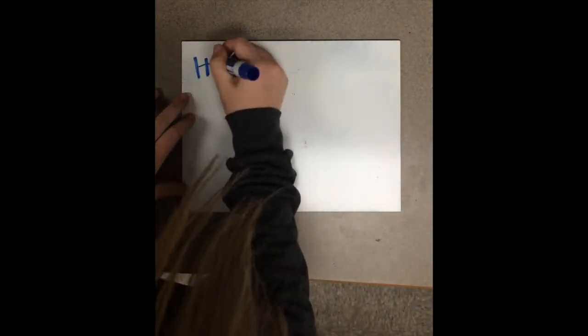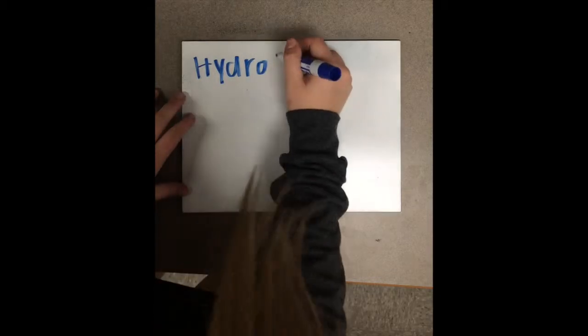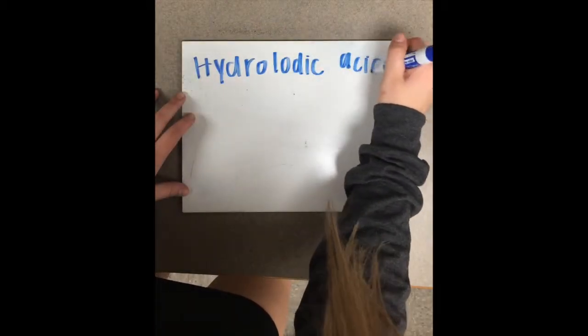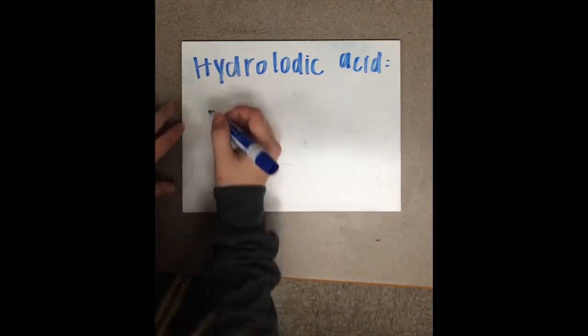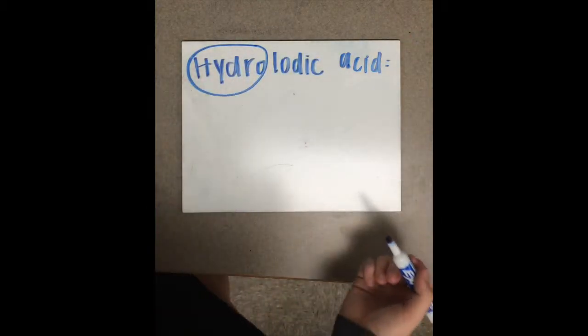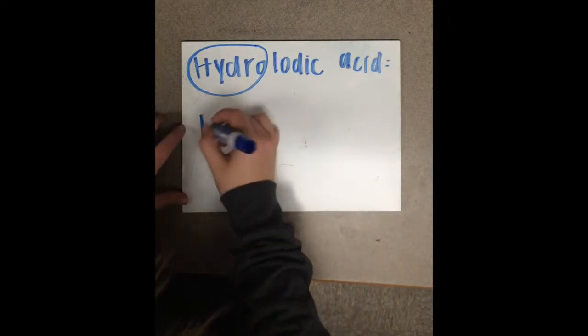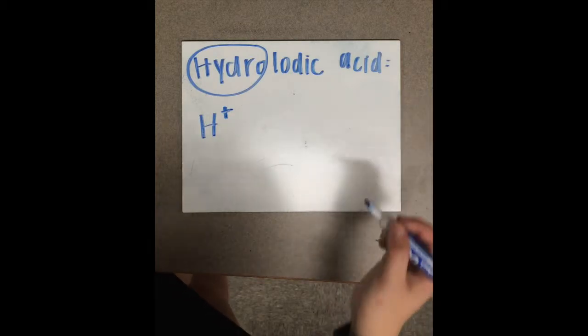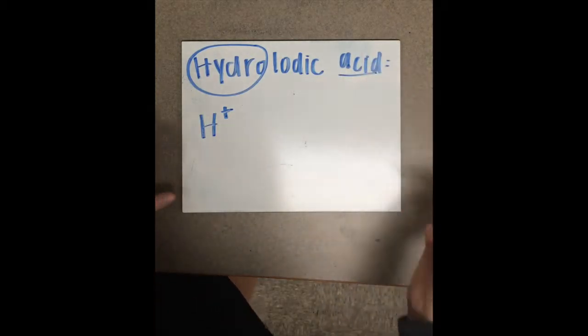The first step to writing acids is finding out what your acid is. We're going to be working with the example hydroiodic acid. You notice that it has the prefix hydro. This means that oxygen is not present in the anion of the acid. The cation is always going to be H+ because an acid needs to donate the hydrogen atom.